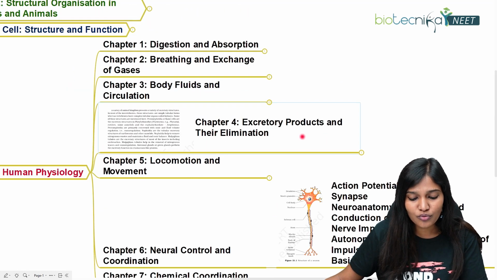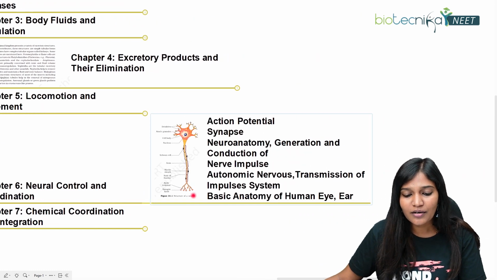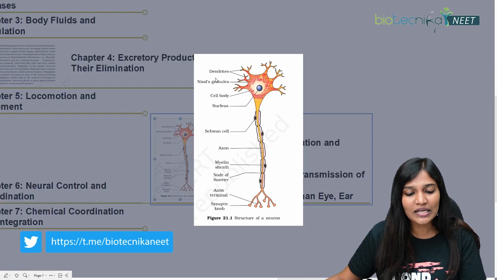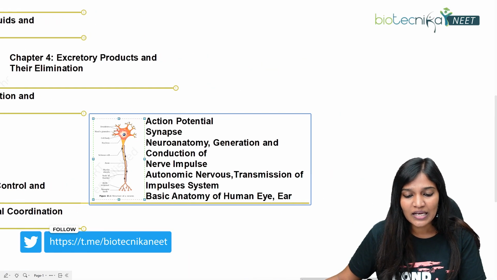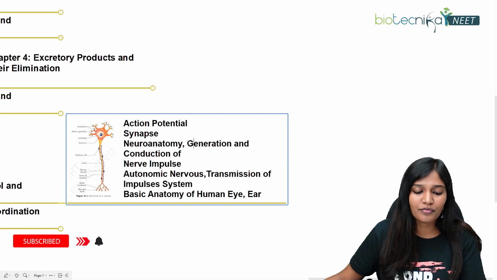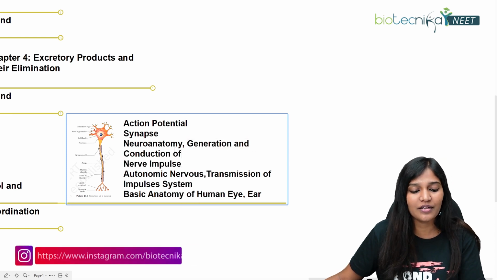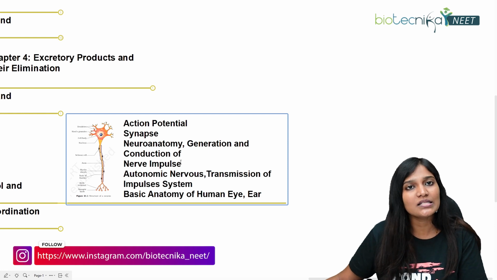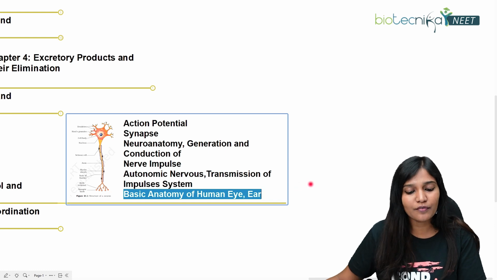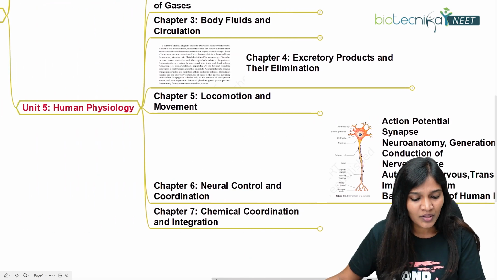Next one is neural control and coordination. Here, the first important thing is to study about the neurons first. Just get to know about the neurons. The complete parts are very important. Then go for the action potential, synapses, and most important, generation and conduction of nerve impulses. This is very important that you have to remember. CNS, ANS, where you'll be studying about the brain, everything together. And finally, these two are very important: basic anatomy of the human ear and eye. Most easy thing if you understand it. So this is all about neural control.